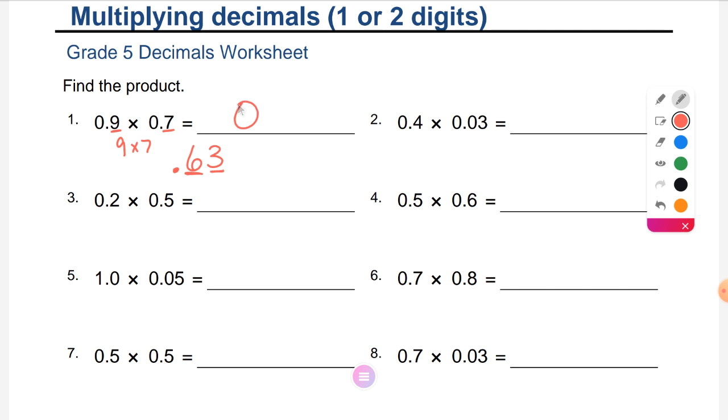0.63. We always rewrite our final answer without all of the extra stuff. We add in anything needed to make it proper. Okay, next one. And that's it. Ignore the decimal point, multiply, count the decimal places to put in your decimal point.